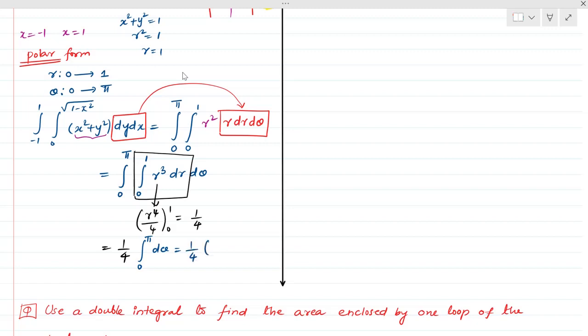When you integrate this, it is theta only, because it's a constant you have. So it is theta. Substituting the upper limit, you get pi minus 0. So the final answer will be pi over 4.